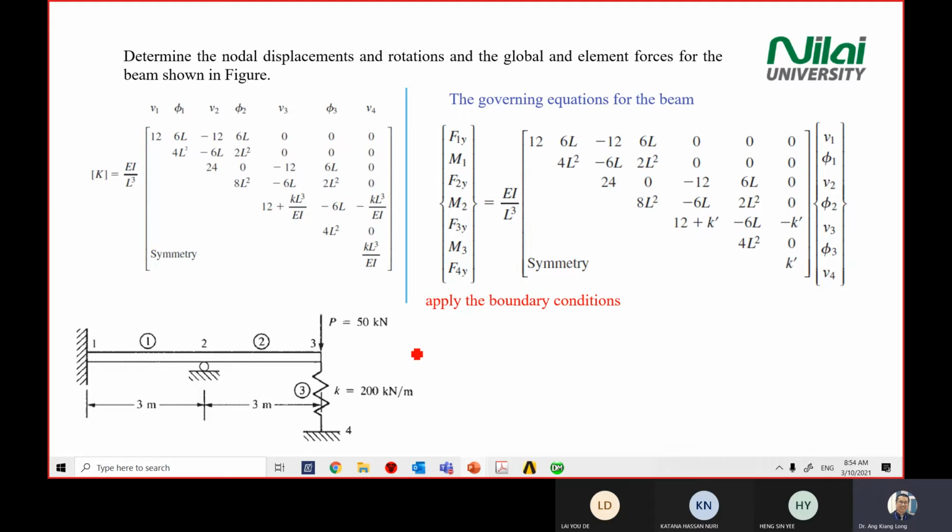So apply boundary condition. My question is, what boundary condition can you put here? Singy, what is the boundary condition for point number 1? What can you put over here? The rotation. There's no rotation. Okay, so this is no rotation, 0. Then what else? Point 1, can it move? No. Okay, so this one also 0.